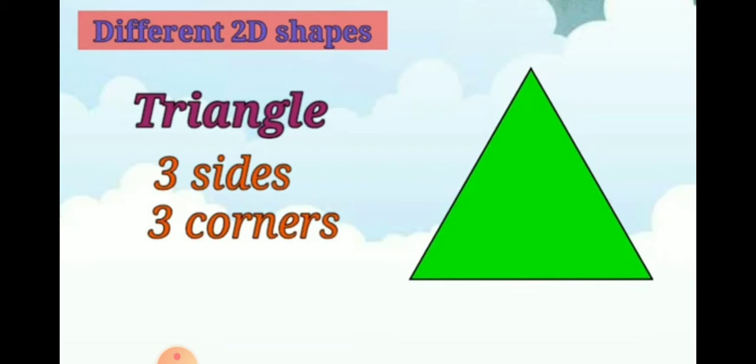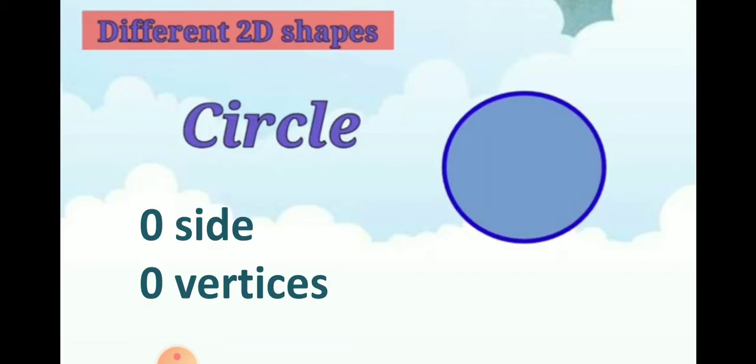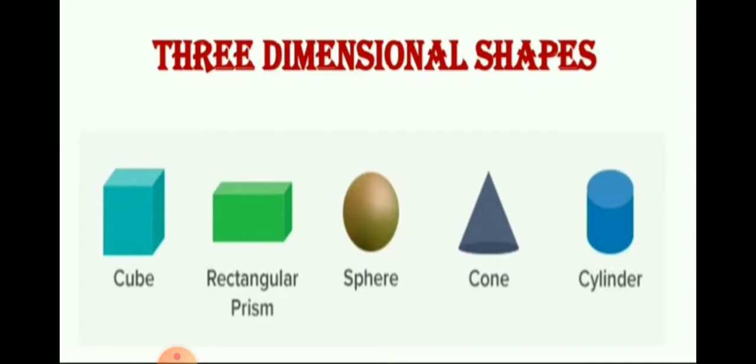Triangle. A triangle has 3 sides and 3 corners. You can see it with the help of the diagram also. Circle. You can see there are 0 sides and it has no corner, so it means it has 0 vertices.